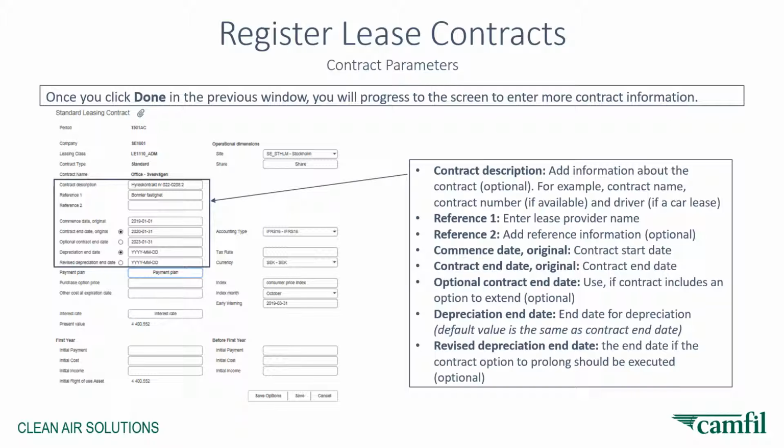Reference 1 is where you enter the name of the lease provider, and reference 2 is for any additional information about the lease provider that you may think is appropriate. Commence date and end date are mandatory fields where you enter the contract start and termination dates respectively. Please note, there is an optional contract end date for instances where you may want to extend the termination date of a contract, for example, with an office lease.